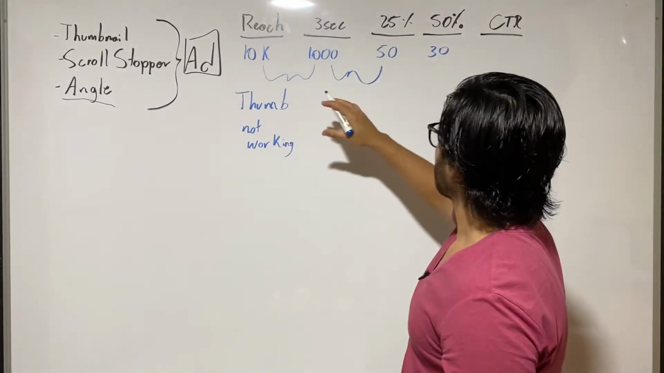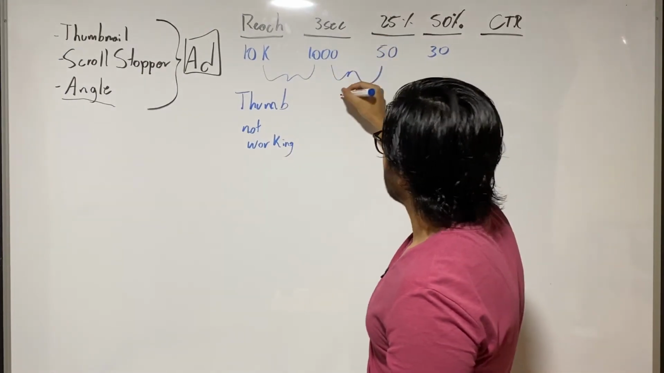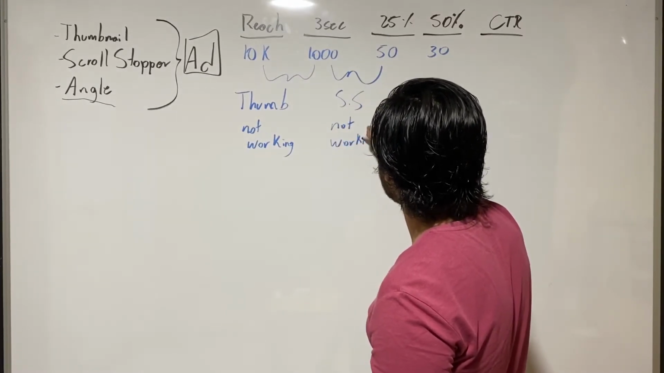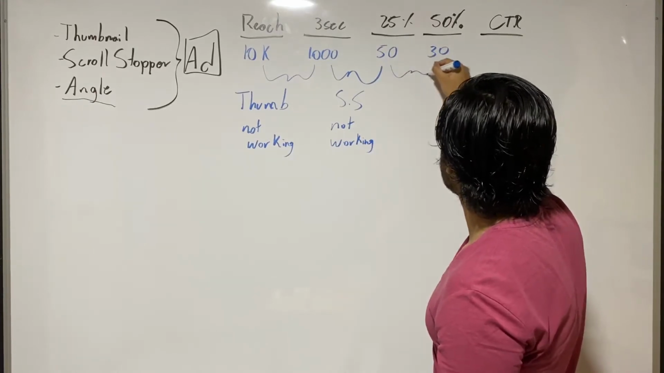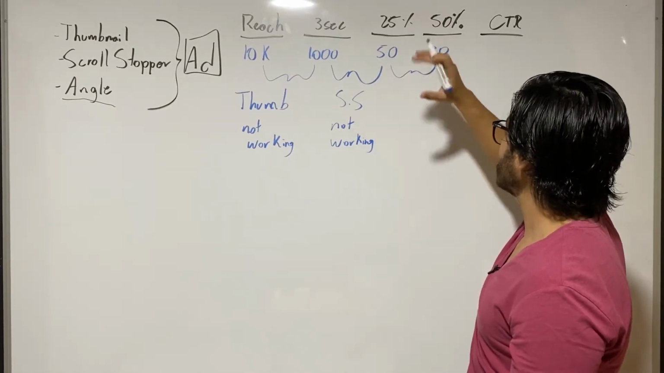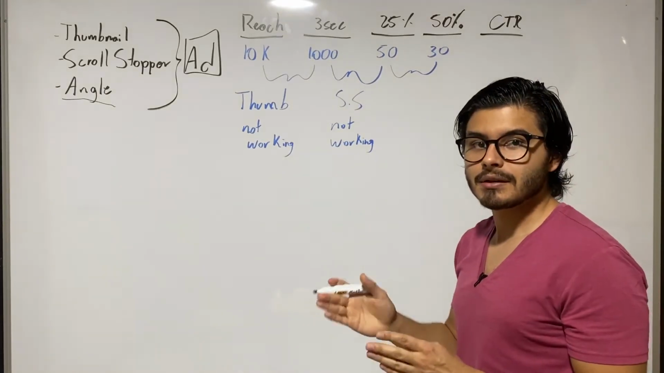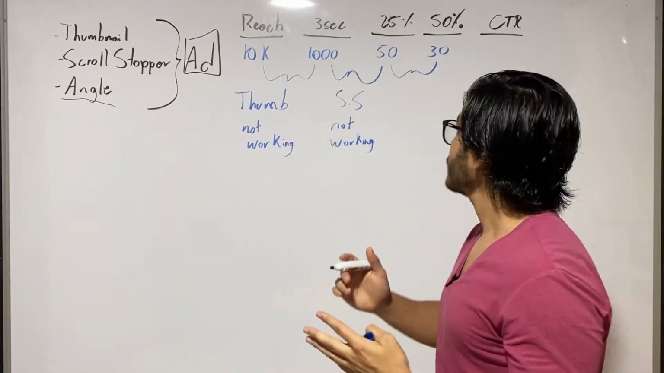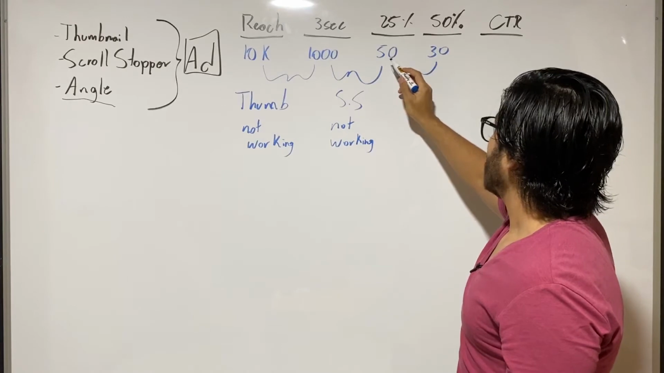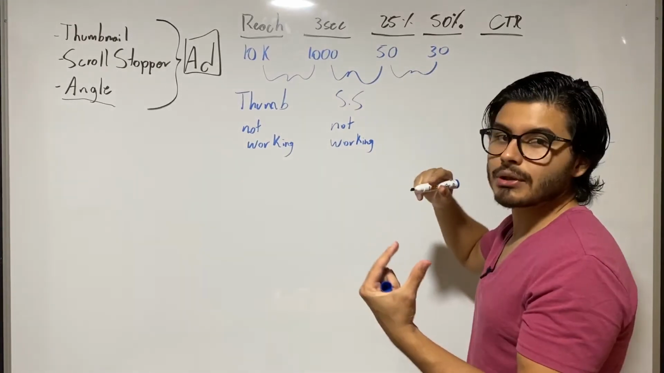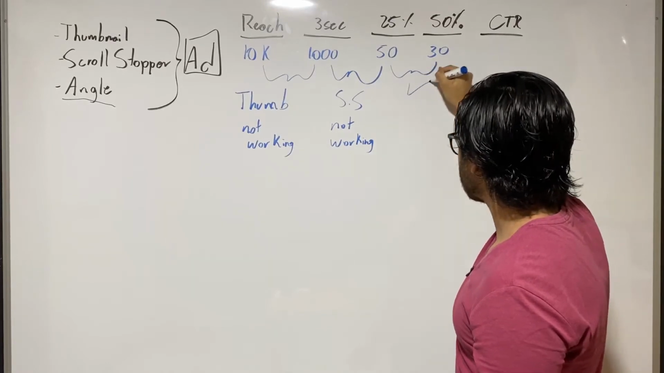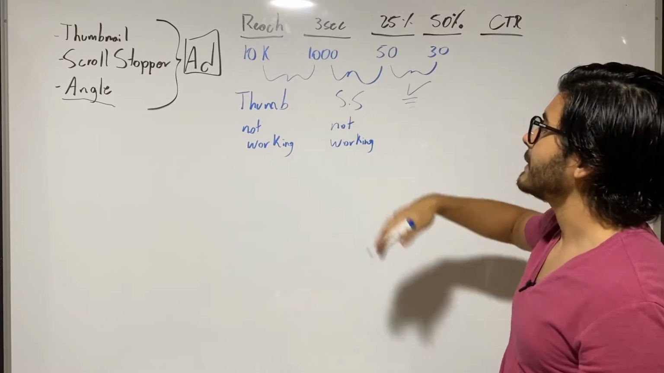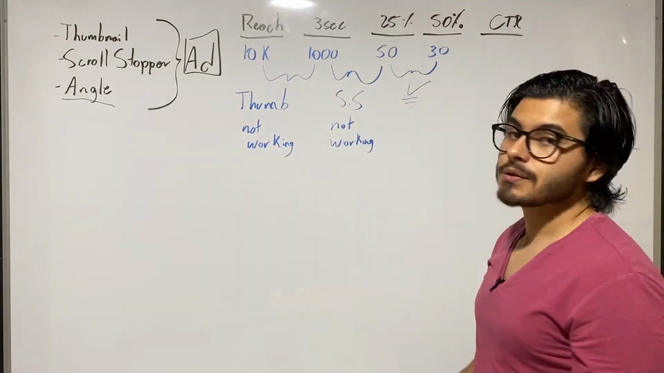Okay, so what we can say right here is that the scroll stopper is not working, and here what is telling us is the content is working. Maybe the thing that we are talking about is working, because the gap from here to here is very little, which means that this is okay. So we can keep talking about this subject, but we need to change our thumbnail and our scroll stopper.